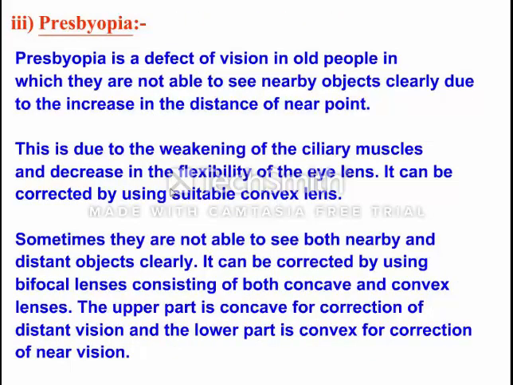Next one is cataract. Cataract is a defect in which a white layer starts forming on the pupil, and the person sees objects blurred. Sometimes they do not see the objects at all. It is corrected with the help of surgery. The doctor removes the white layer which has formed on the pupil, and after that it has been corrected.